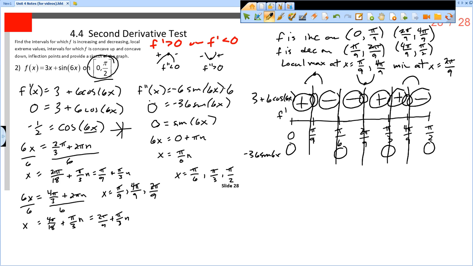So that's the first part. Now, the second part, we have to examine the second derivative. So now I'm going to do my sign analysis below here.